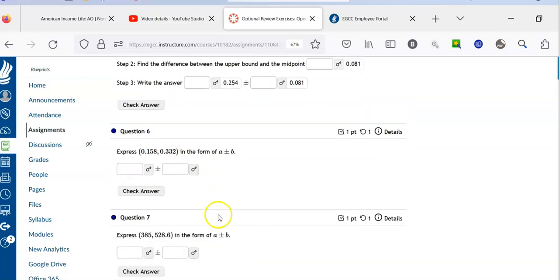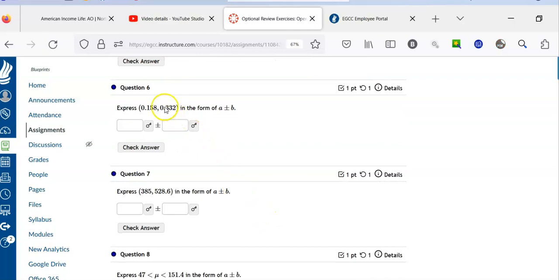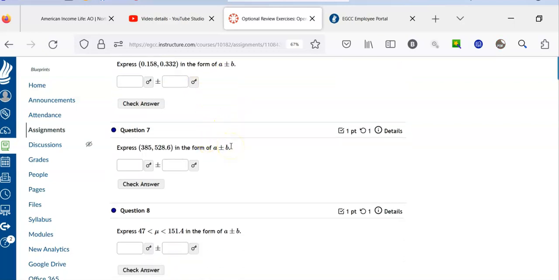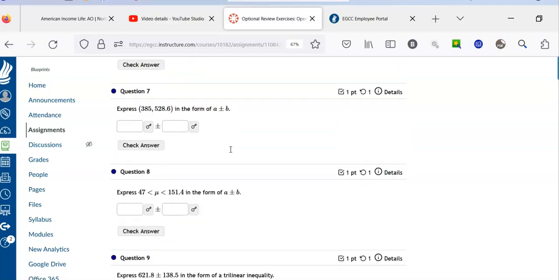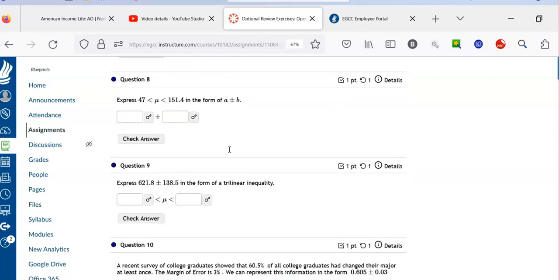We just went over that. Do the same thing here. Find the midpoint, add and subtract the difference. It just gives you a little more exercise. Same thing that we just went over.